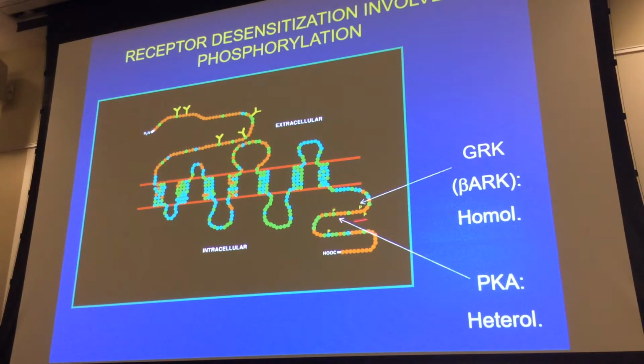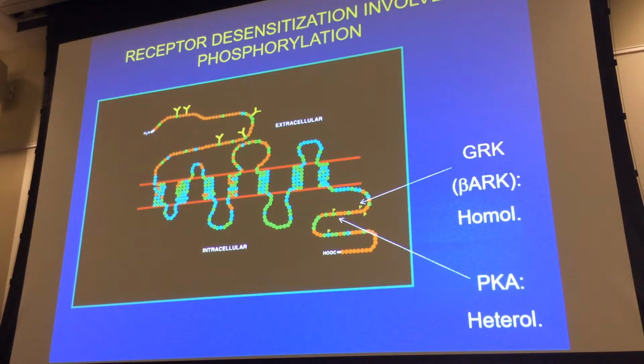If a receptor is phosphorylated by GRK, it's a homologous desensitization because this GRK is specific for the particular receptor that's being overstimulated. So if this is a beta-adrenergic receptor and it's being overstimulated by norepinephrine, GRK will phosphorylate the beta-adrenergic receptor, but it can't phosphorylate a prostaglandin receptor because the prostaglandin receptor is not being desensitized. So this is homologous.